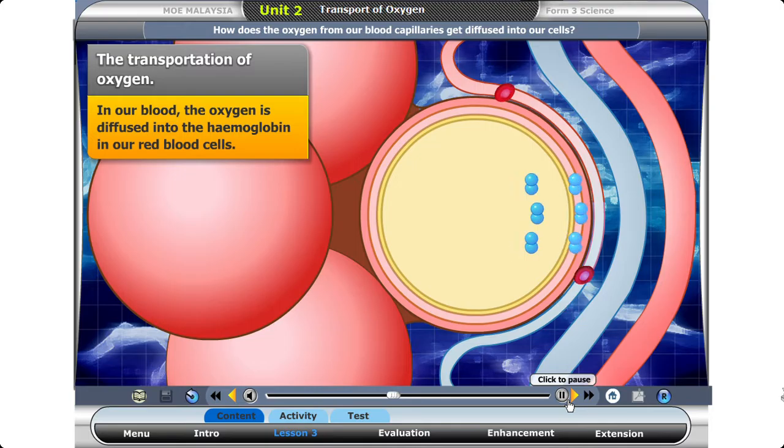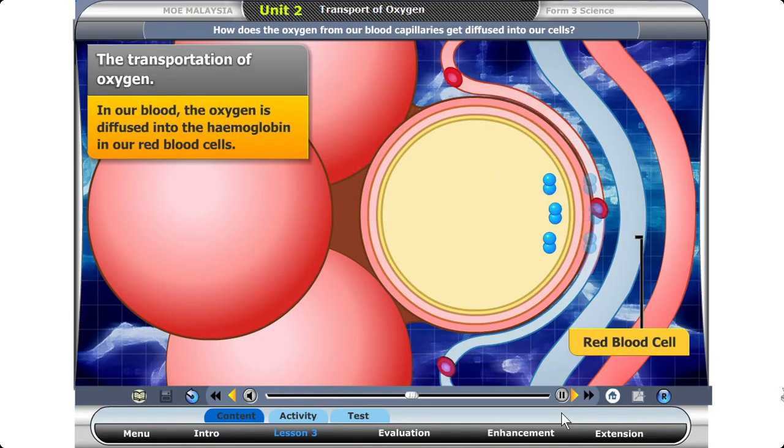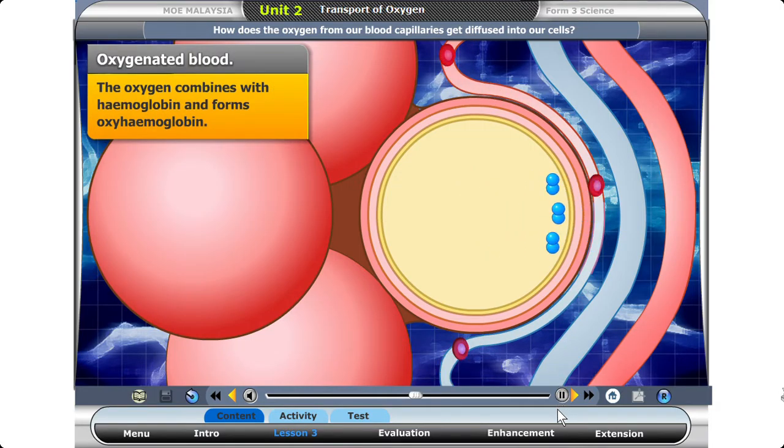Now that you have seen how oxygen is dissolved into our blood, how do you think the oxygen is transported by the blood to all parts of our body? In our blood, the oxygen is diffused into the hemoglobin in our red blood cells. Once the oxygen is diffused into the hemoglobin, it combines with hemoglobin and forms oxyhemoglobin. The blood with oxyhemoglobin is known as oxygenated blood.